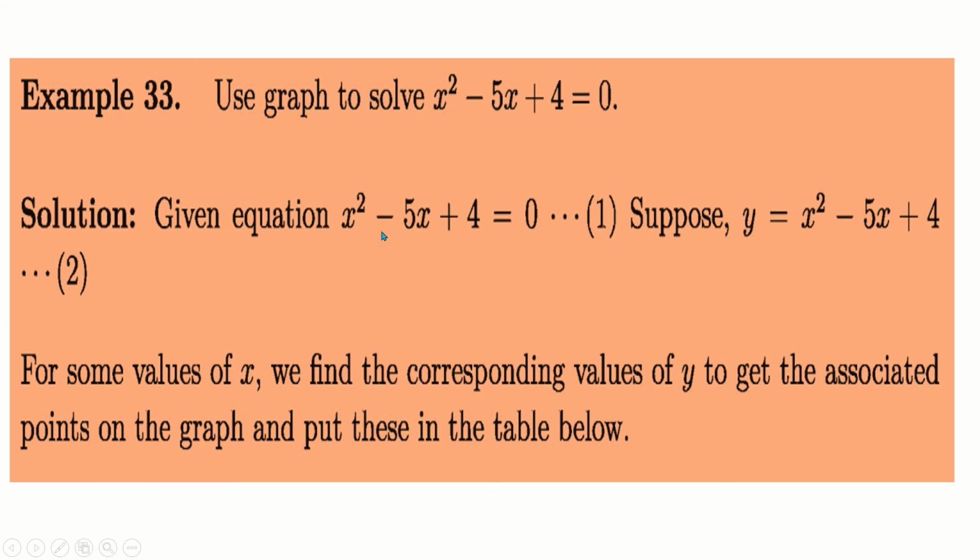Here, given x square minus 5x plus 4 equal to 0. This is equation number 1. When we use a graph, we need both abscissa and ordinate. So we can let y be equal to x square minus 5x plus 4. This is equation number 2. For some values of x, we find the corresponding values of y to get the associated points on the graph and put them in the table below.